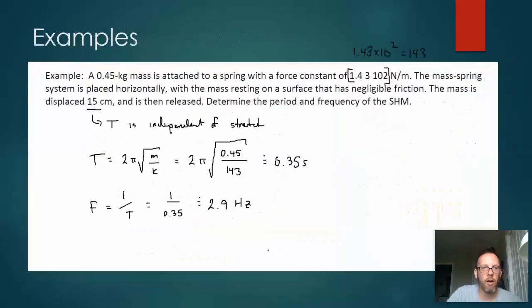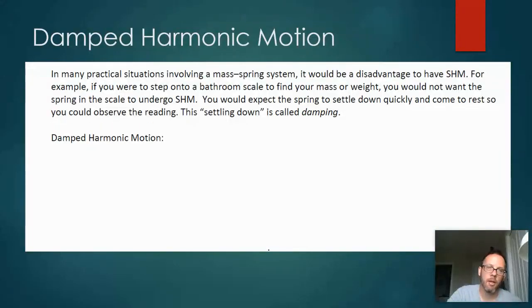One last quick thing to talk about is damped harmonic motion. So, we've been neglecting friction in our problems, but in reality, you do have friction, and in a lot of things, you actually want friction because, I use the example here: when you step onto a bathroom scale, you don't want the little spring to constantly be going back and forth and back and forth. You want it to settle so you can see what your weight is, right?